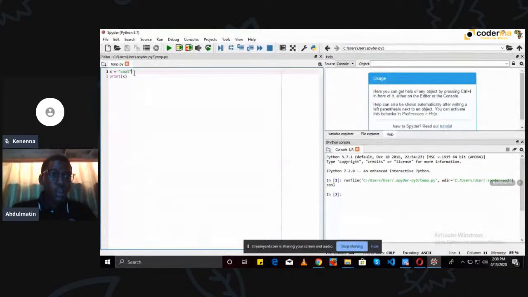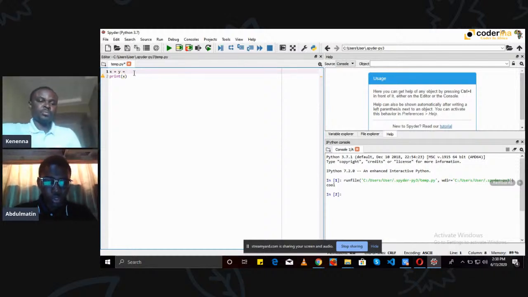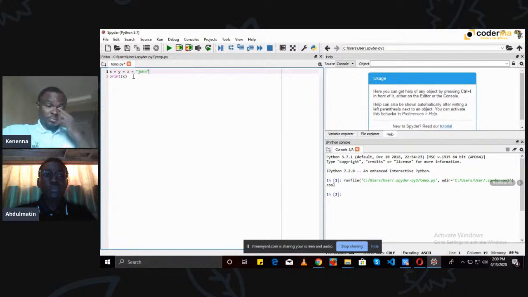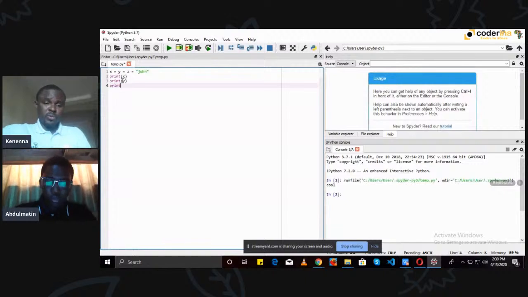Now, like I showed you before, I said that we can assign a single value to different variables. So I'm going to show you an example of that now. x is equals to y is equals to z is equals to John. So I want it to print all of them out. So let's say print x, print y, then print z.